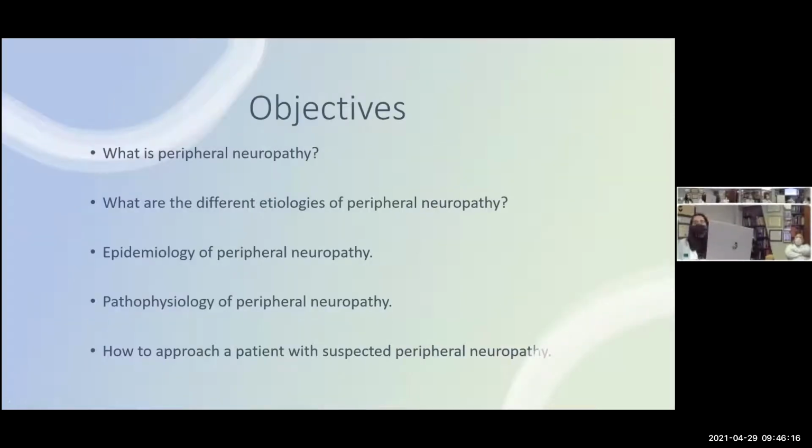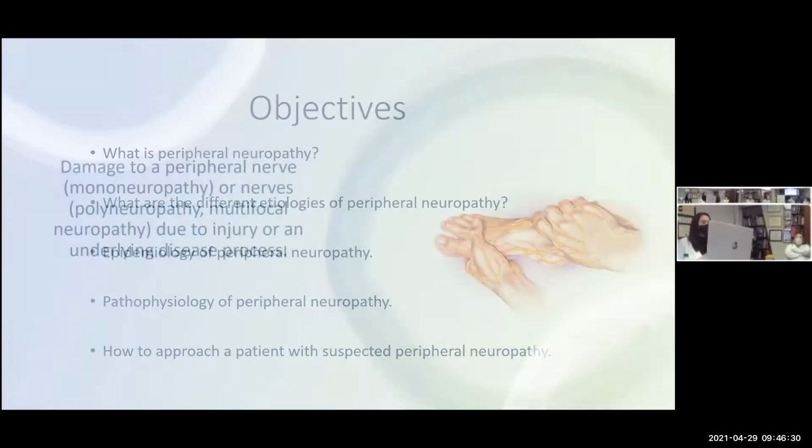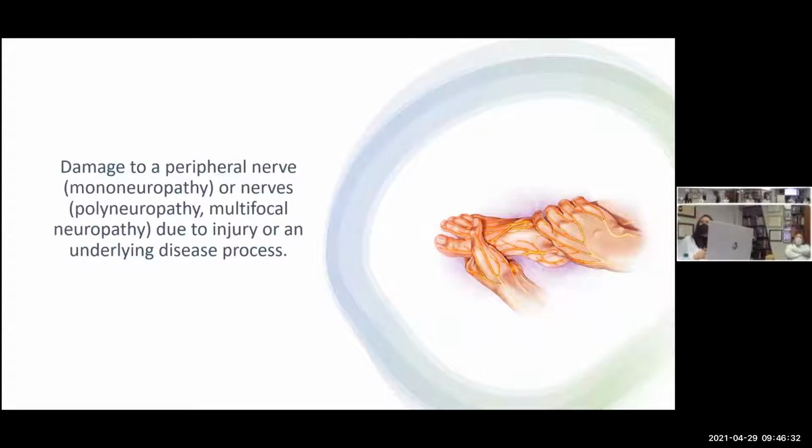So what we're going to talk about: what is peripheral neuropathy, the different etiologies that can lead to it, how prevalent it is, the epidemiology, pathophysiology, and then how to approach a patient who has suspected peripheral neuropathy. So what is it? It's basically damage to a peripheral nerve, mononeuropathy, or nerves, poly or multifocal neuropathy, due to injury or an underlying disease process.